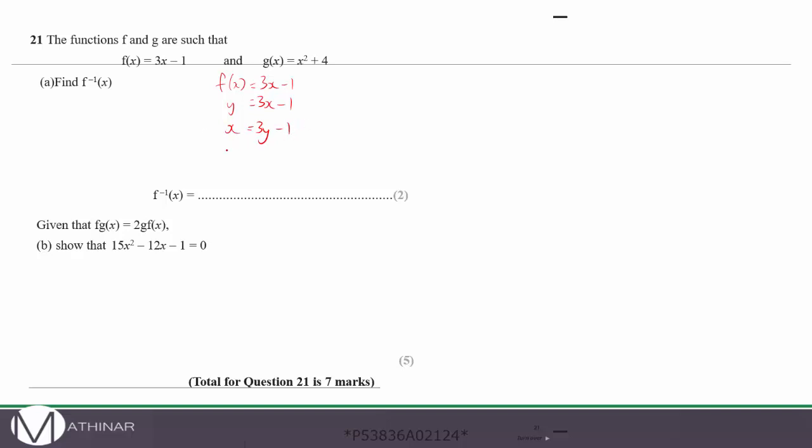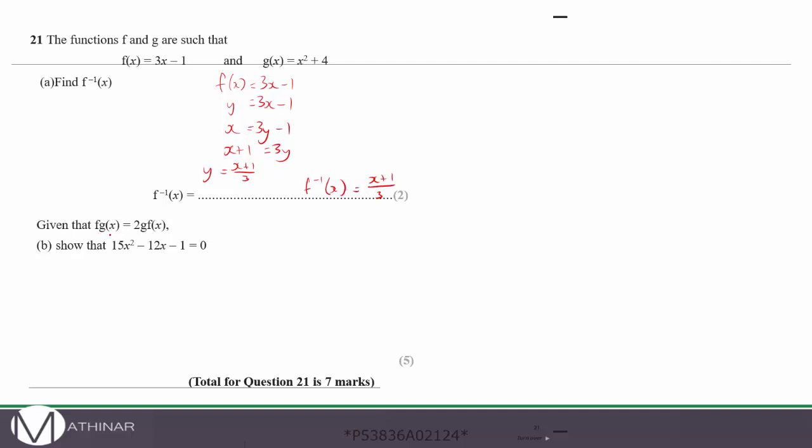So if we take the 1 across, we get x plus 1 equals 3y. And then to get y, we just need to divide both sides by 3. So it becomes x plus 1 over 3 equals y. So our answer is, let's write the whole thing here, f to the minus 1 of x is equal to x plus 1 over 3. And that will get you your 2 marks.